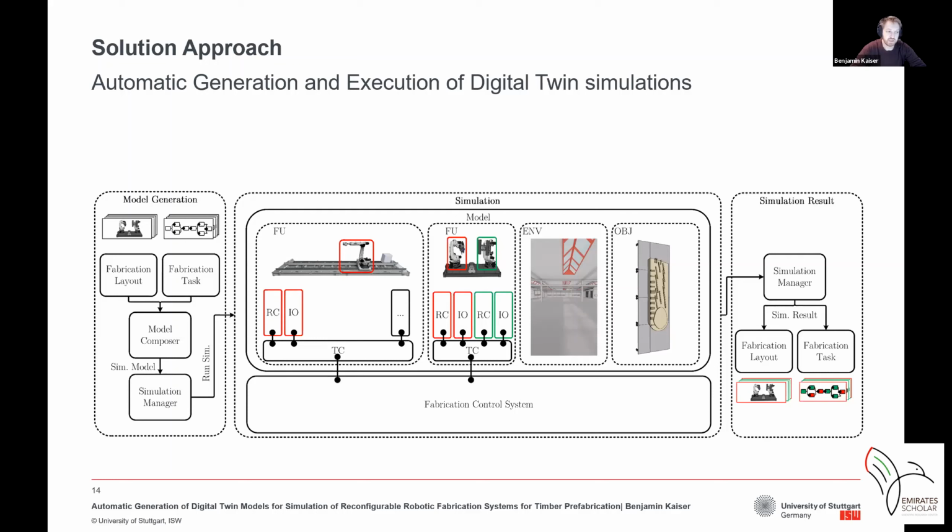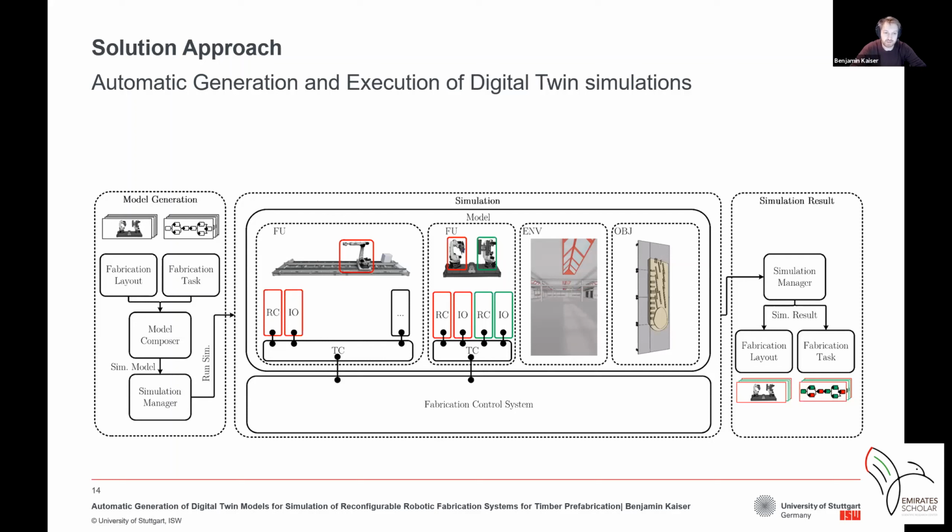And this model at the end contains a list of these fabrication units that I mentioned, which are connected to our fabrication control system. It holds the environment description, which could be the local fabrication environment of the timber company, and some objects that may be there that we have to interact with.